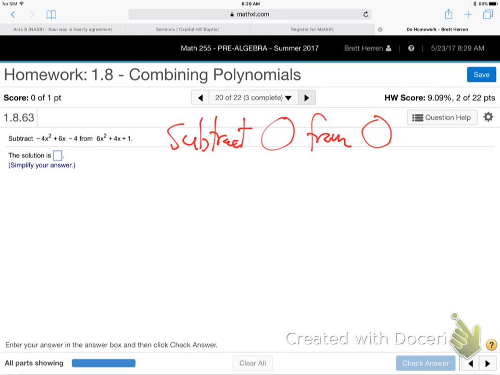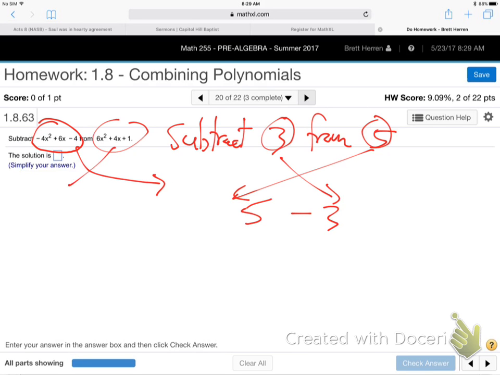Like what if they said subtract 3 from 5? We know the 5 would come first and the 3 would come in the back. Somebody says, hey, subtract 3 from 5. That means the 3 goes in the back. So same way, when they say some big fancy polynomial, it's still the same truth. That has to go in the back and this one in the front. So it's 6x squared plus 4x plus 1. And let's put parentheses around both of them.